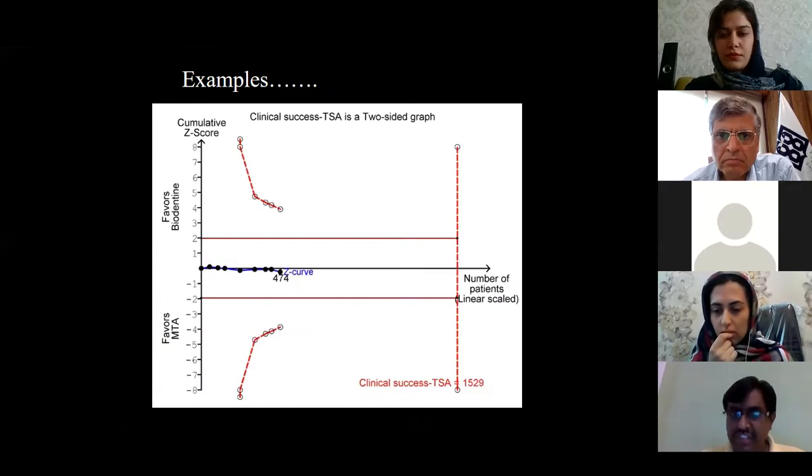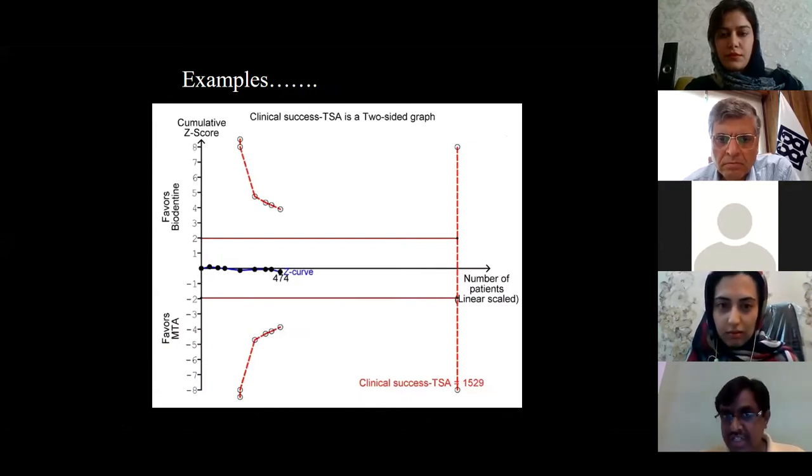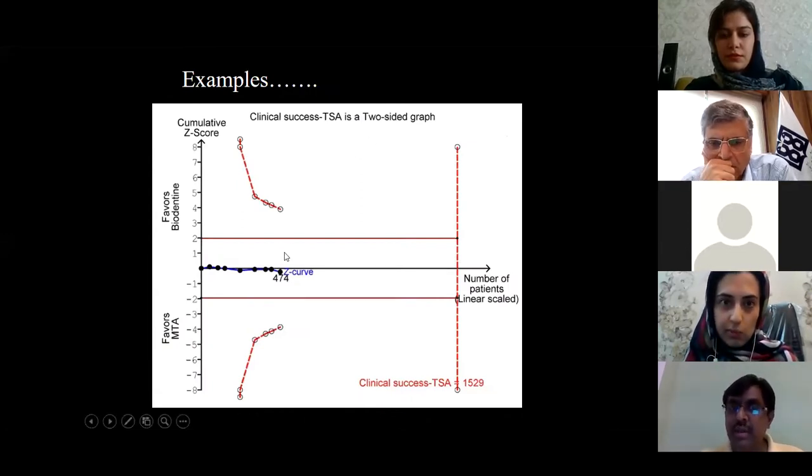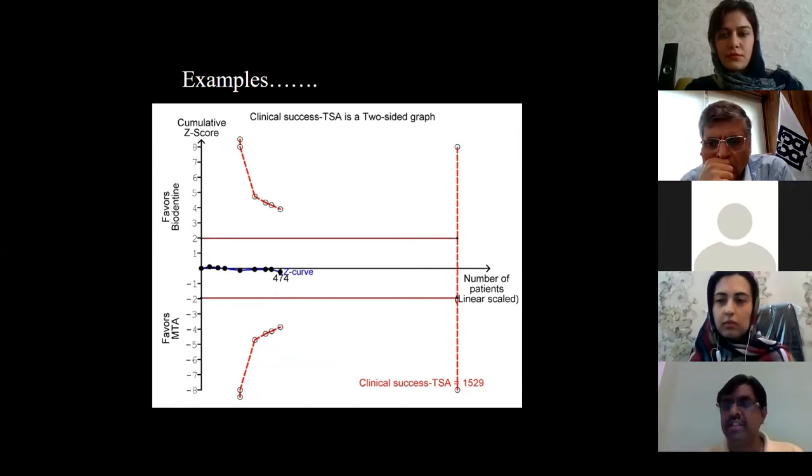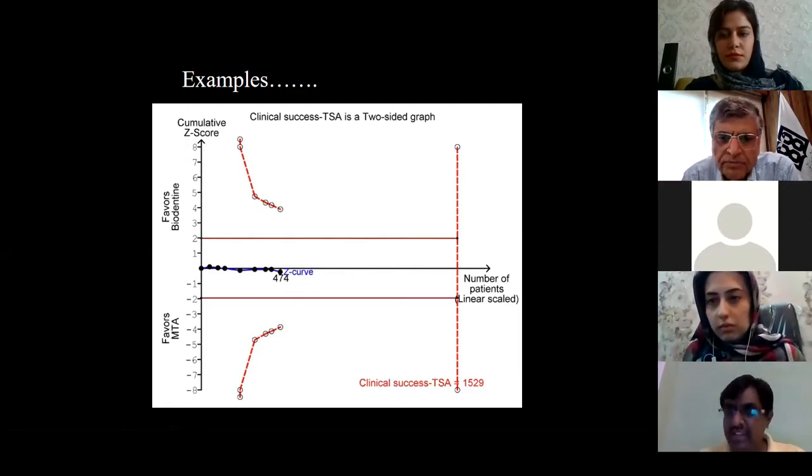If you see this slide, what is my conclusion? The number of samples is only 474, whereas I need more samples to get my results to be positive or favoring the results of my meta-analysis. You got the point? This is the take-home message from trial sequential analysis.